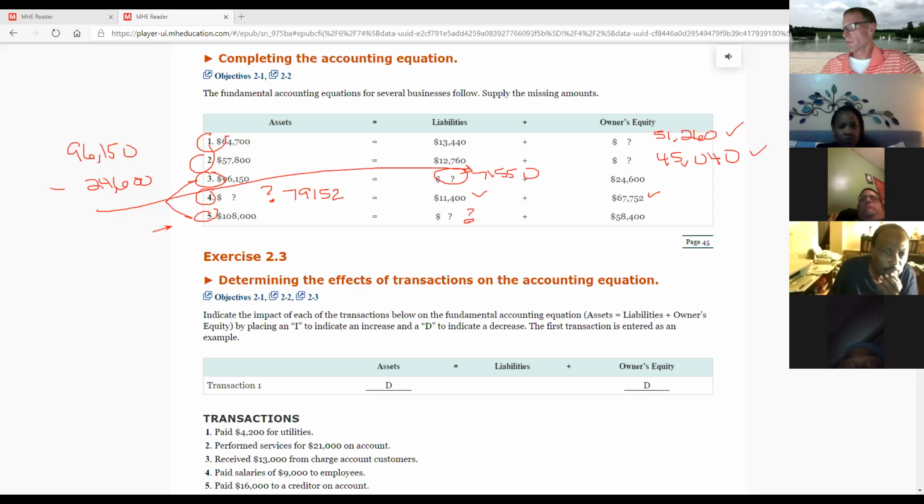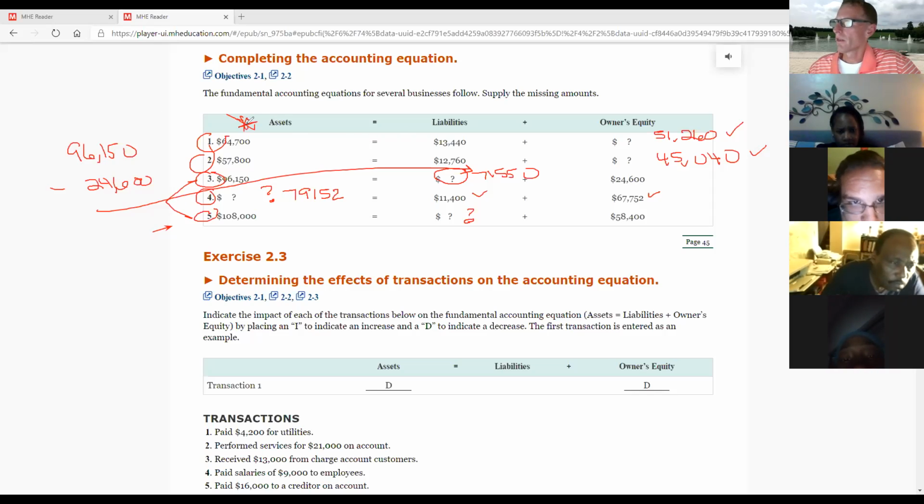No. Again, here's the equation. Let me go back. So this is your equation right at the top here. And each one of these individual items gave you one of them that was unknown. And all we're doing is going through each one of these, and to figure out the question mark, we are either subtracting or adding.